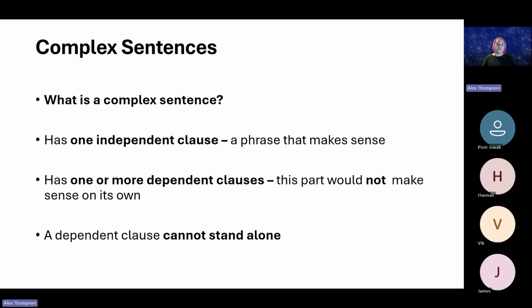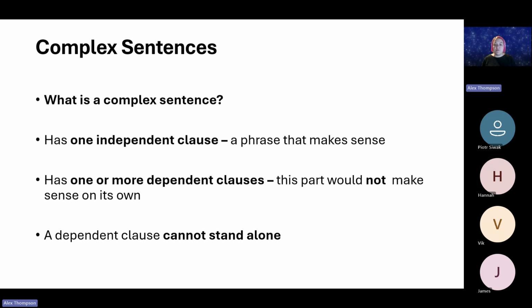So what is a complex sentence? It has one independent clause. So a phrase, a statement, the dog ran fast. I lived next door to my best friend. You know, all those that we saw earlier. One independent clause. But to make it a complex sentence, it needs to have one or more dependent clauses. An independent clause is something that is fine on its own, it makes sense, it's grammatical, it's great. And a dependent clause depends on that first sentence. So it won't make sense on its own.